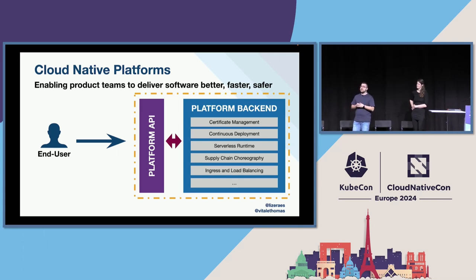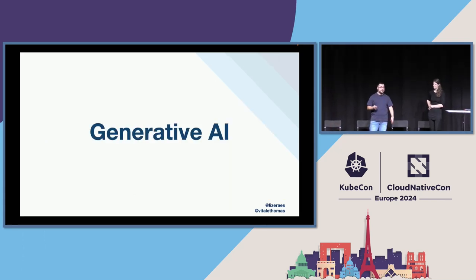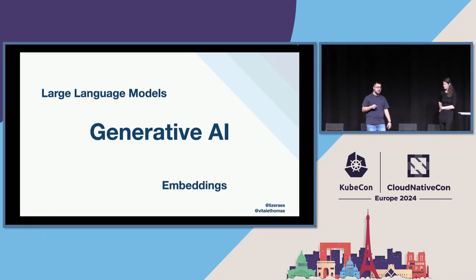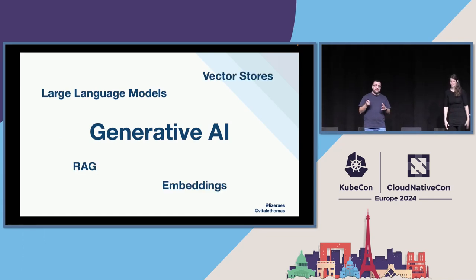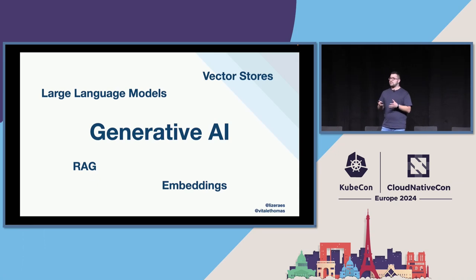But recently, we've been getting more and more requests about new types of application. And we got to hear a lot of different buzzwords: generative AI, large language models, embeddings, RAG, vector stores. What's that all about? So before we even start extending our platform to support these use cases, I really would like to know more about this domain. And we have Lize here. She's an expert in generative AI. So can you tell us a bit more about that?